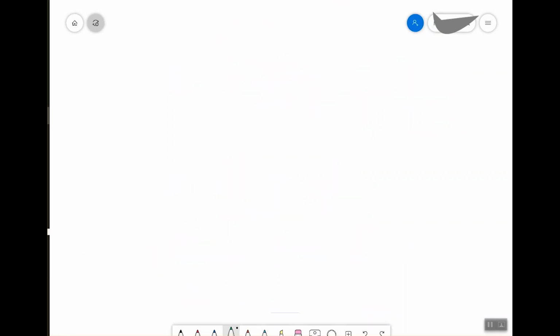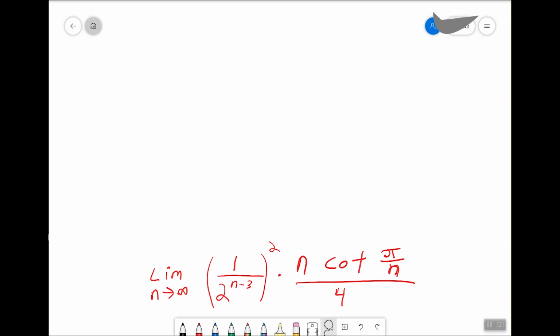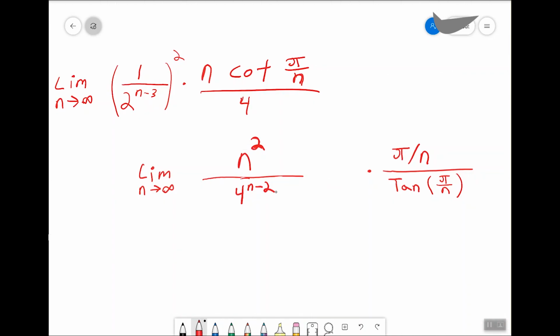I encourage you to pause the video and try to tweak the general polygon area formula for case B. Here is the equation for the area of our polygons from case B. We can rewrite this equation to get the following. And if you notice, this term on the right will tend to 1 as n goes to infinity, and this term on the left will tend to 0 as n goes to infinity, for the denominator is exponential and the numerator is a polynomial.